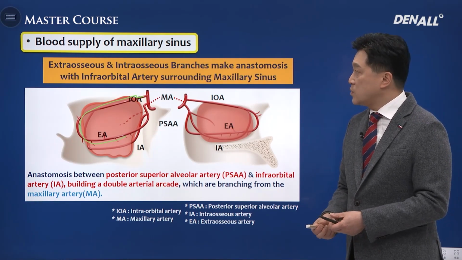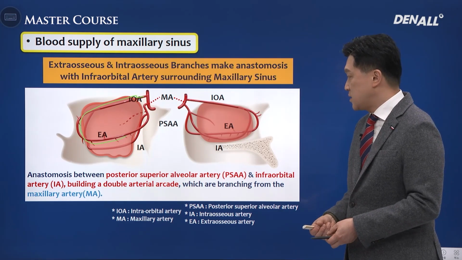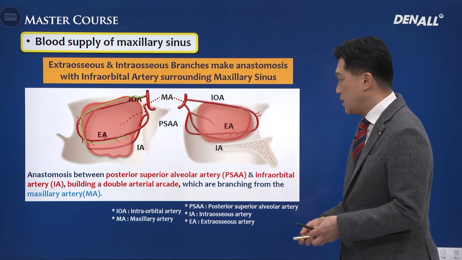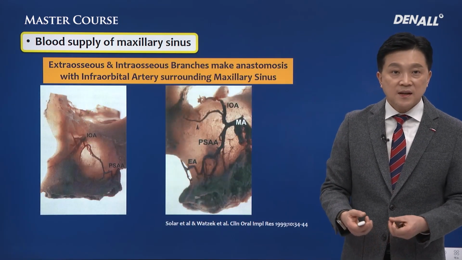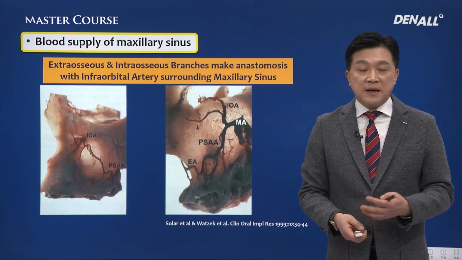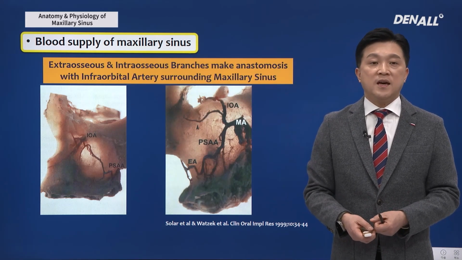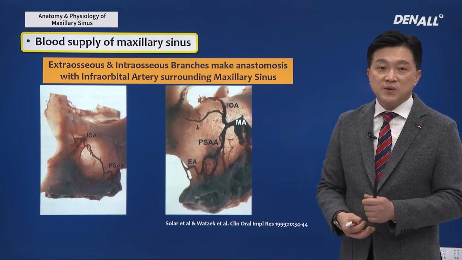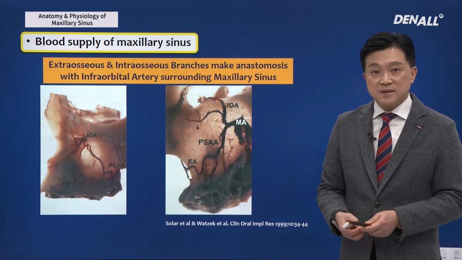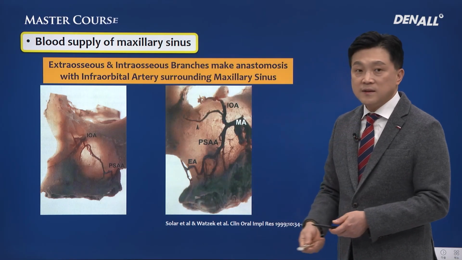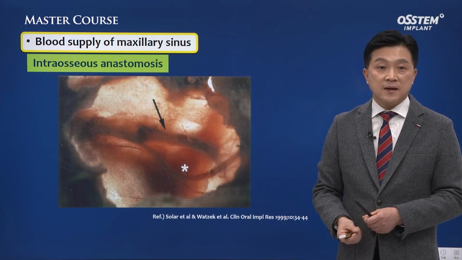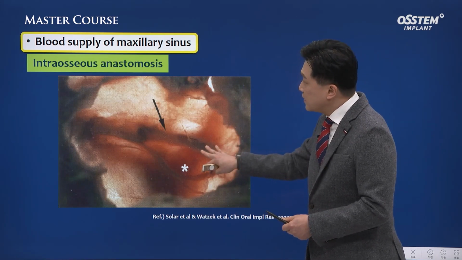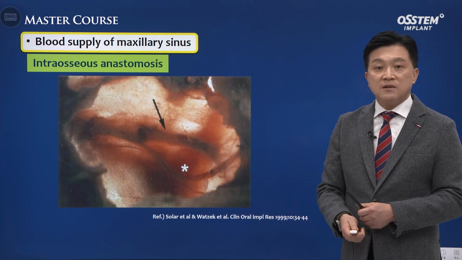This is something that everybody knows. The arterial blood supply structure includes intraosseous and extraosseous anastomosis. Literature reported by Sola is frequently referenced. Extraosseous and intraosseous branch surrounds the sinus. As shown, once transillumination is done as shown, you can see intraosseous anastomosis artery.